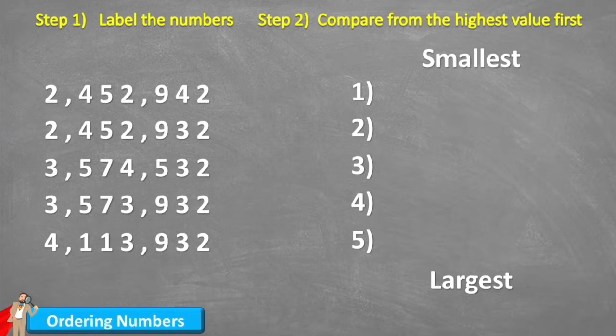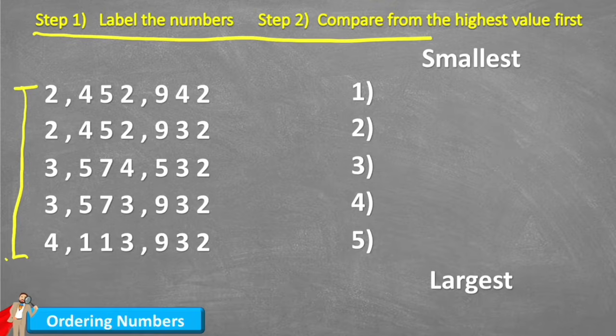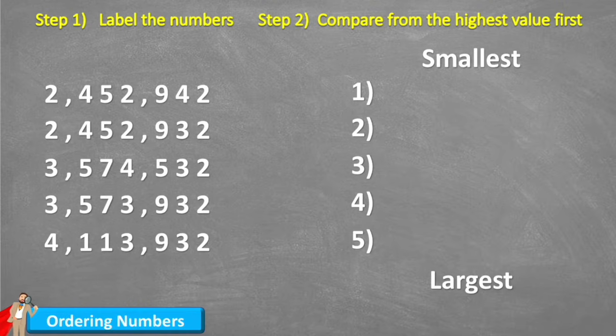Okay, so we're going to start by ordering this set of numbers here. And we're going to follow these steps that we've got written across the top. And the first step says to label our numbers. And then step 2 says compare from the largest value first, or the highest value first. So step 1 says label your numbers. Well, what does that mean?